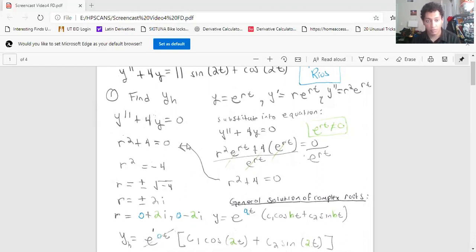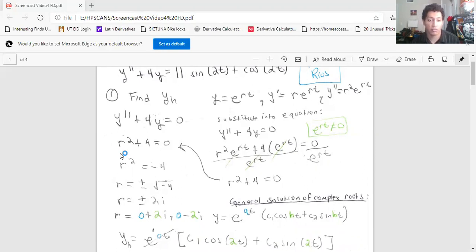To go from this form to here, you put y equals e to the rt, and then take the derivative, y prime equals re to the rt. Then the second derivative of y is r squared e to the rt. Substitute that into this equation and you get this form. Then you divide by e to the rt. e to the rt is not equal to 0, so this works. You cancel out the e to the rt and get r squared plus 4 equals 0.